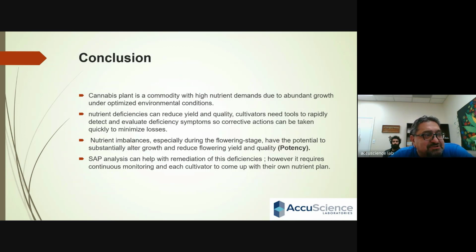Nutrition imbalance, especially during the flowering stage, has the potential to substantially alter the growth and reduce the flowering yield and the quality, which is, we are talking about potency. But again, there are more things than potency in the cannabis plant. And SAP analysis can help with the remediation of this deficiency. However, it requires continuous monitoring, and each cultivator should come up with their own nutrition plan.